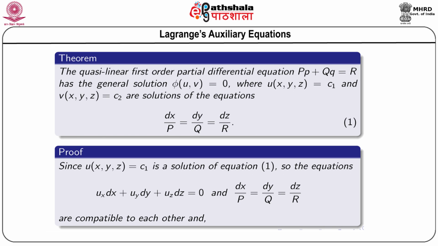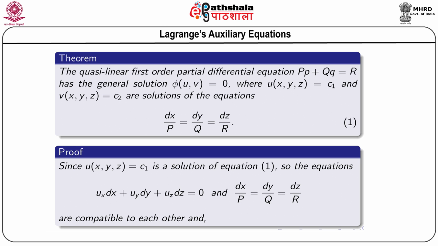So, in this theorem we can see that the solution of the quasi-linear equation Pp plus Qq equals R is involved with the solution of the simultaneous equation which is given in equation 1. Now, we shall first prove this theorem, then we shall apply this theorem to solve some mathematical problems.